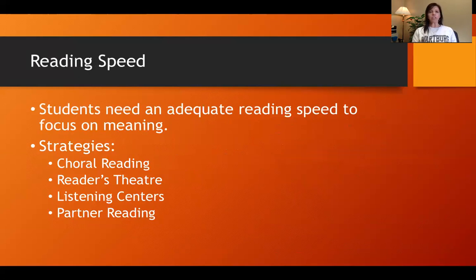Some different strategies for fluency. First one is choral reading, which is reading aloud in unison. Reader's theater, which is oral reading of scripts without memorizing the script. Audio assisted reading, which is reading along in a book while hearing a fluent reader read. And partner reading, which is a research-based strategy to read aloud to partners.